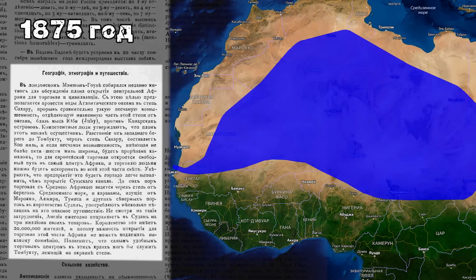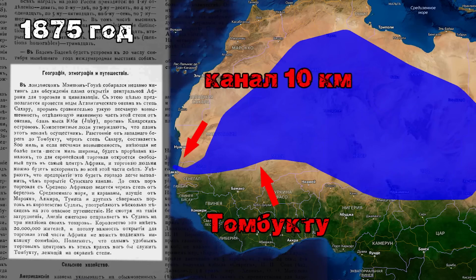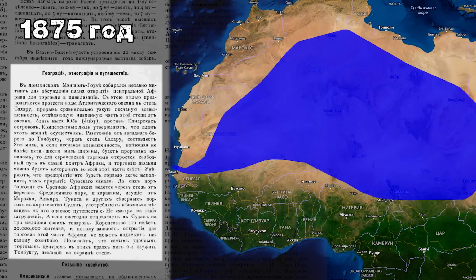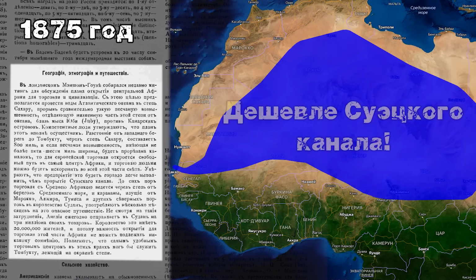The distance from the western shore to Timbuktu through the Sahara steppe is 800 miles. And if the sand elevation, which is no more than 5 or 6 miles wide, is carved by a canal, a free trade path to the very center of Africa will open up for European trade, and human trade can be eradicated in this part of the world. They assure that this enterprise will be much easier to complete than the excavation of the Suez Canal.